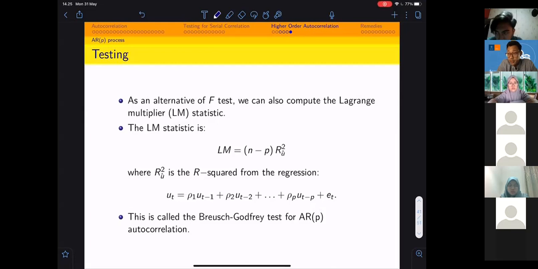The question is, which one should we use? The answer is, again, it's going to depend on the empirical evidence. Any questions on the AR2 process as well as the ARP process before I return to Stata? Go ahead.